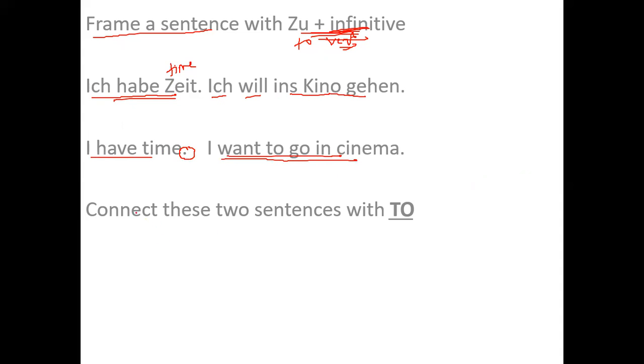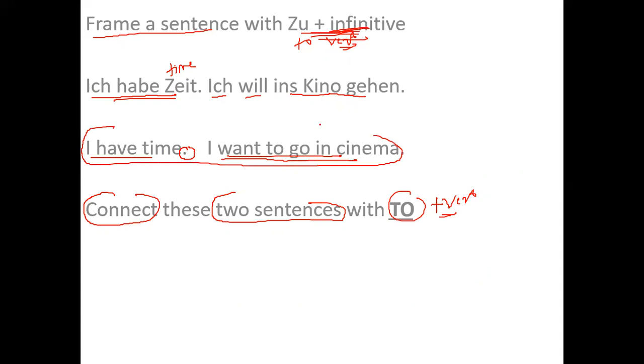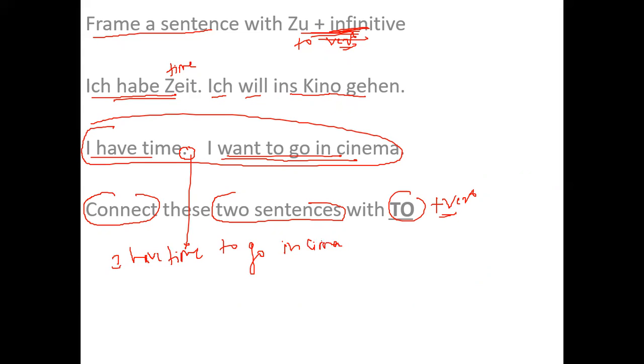Now I need to connect. Question says connect these two sentences with to plus verb. Now I need to join these two sentences, and where to plus verb shall come. So I can write I have time to go in cinema, right? Now see, I have connected these two sentences with the help of to plus infinitive, right?